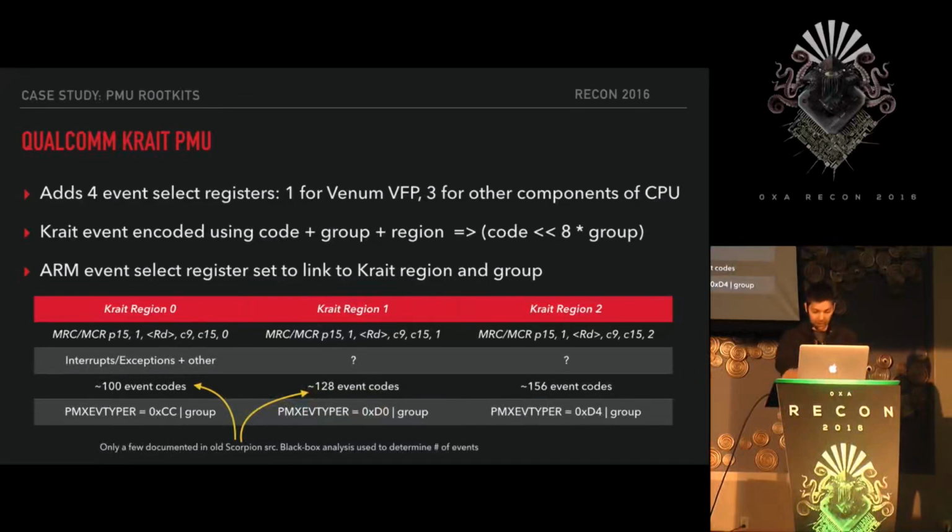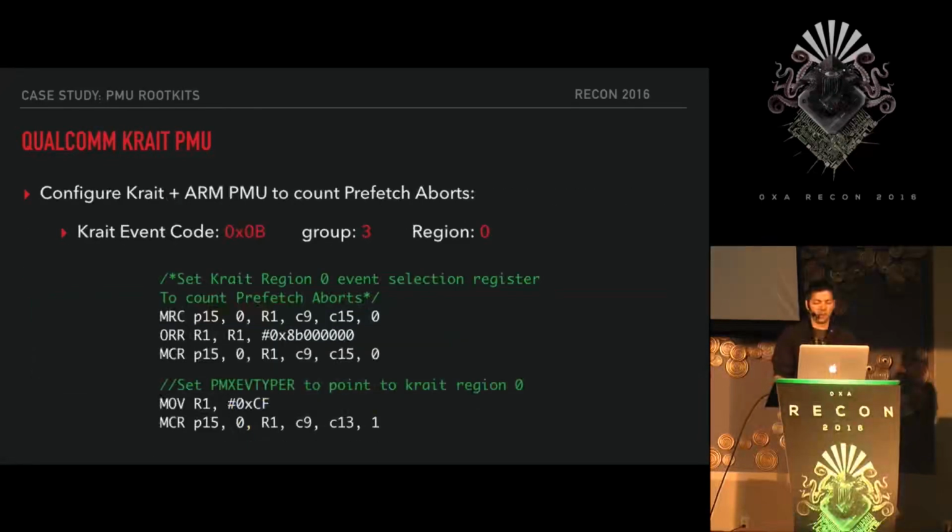And then finally, we see the bottom line there. That's what I call the link. So we're setting the ARM event select register to some base value that's ORed with the group, and it's kind of like telling the PMU to look over here for the event code. So for example, if we wanted to count prefetch aborts with a combination in the Krait architecture, that particular event code happens to be B, and it's group 3, region 0.